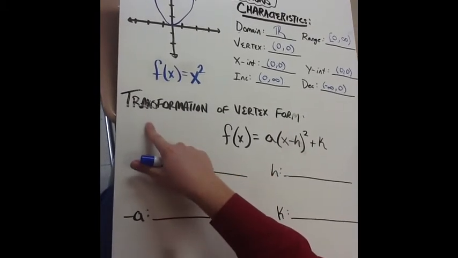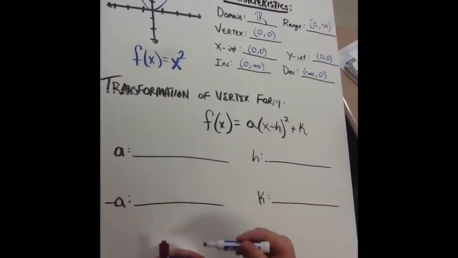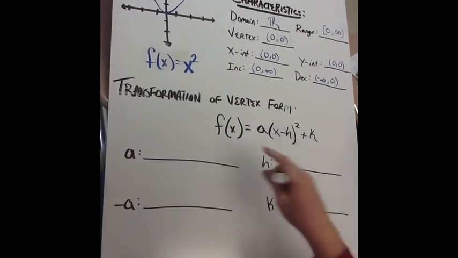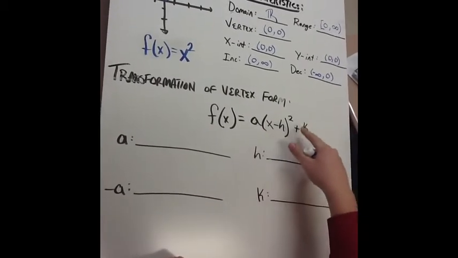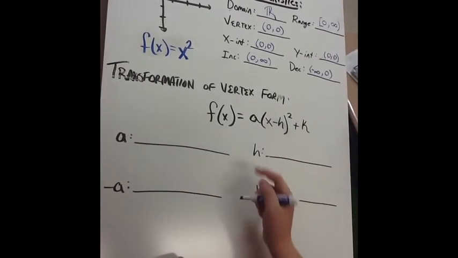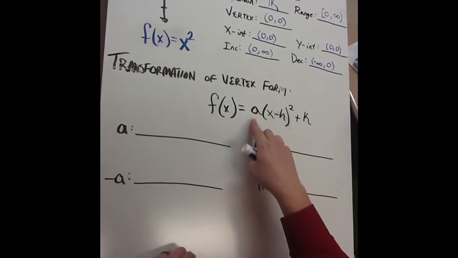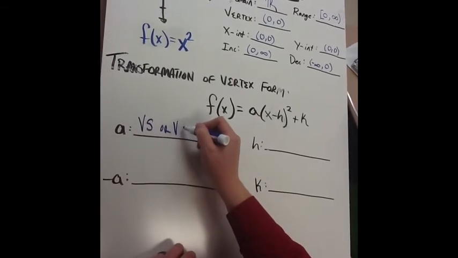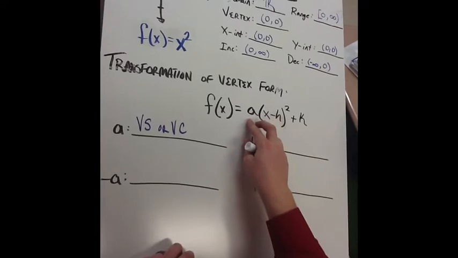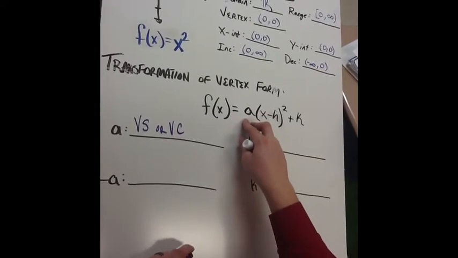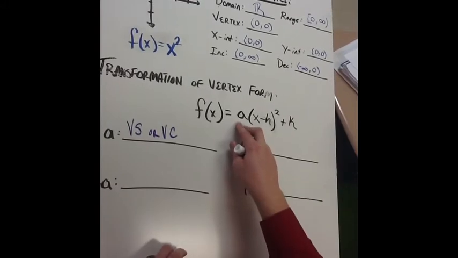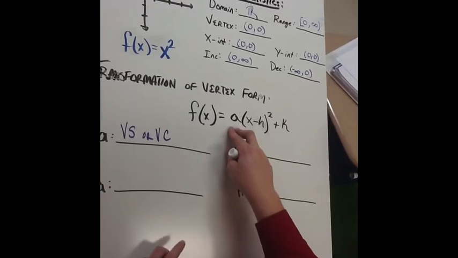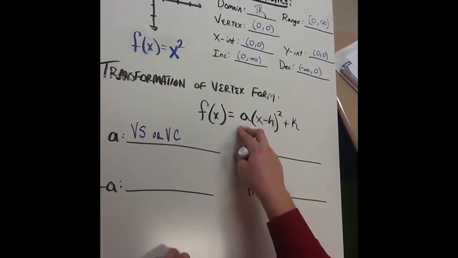Now if we look down here, the next part of our worksheet, we can see transformation of vertex form. This is going to be very, very familiar to what we did with the absolute value equations. If you look at f of x equals a times parentheses x minus h all squared plus k, this is going to tell us a lot of stuff. First things first, just like in the absolute value equations, this a is going to be a vertical stretch or vertical compress. Remember that if it is a fraction between -1 and 0, not including -1 or 0, or from 0 to 1, this is going to be a vertical compress. If it's anything larger than 1 or smaller than -1, it is going to be a vertical stretch.